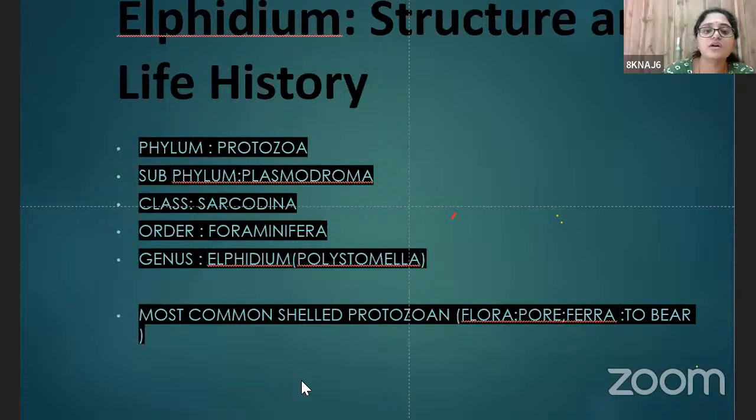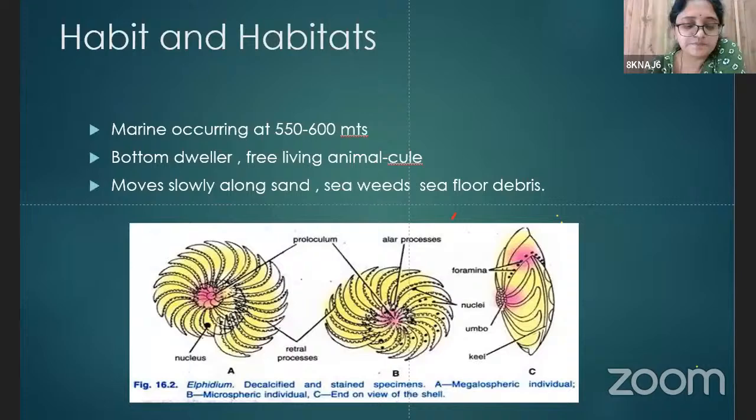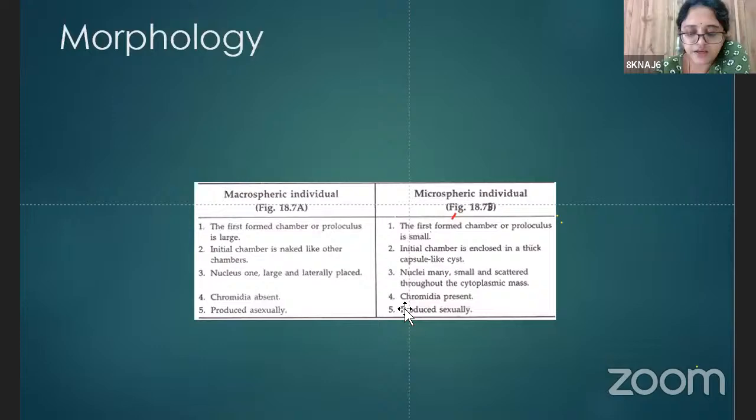It belongs to the order Foraminifera, wherein foram means pores and fer means to bear. Their shells are perforated by minute pores. As for habit, it is a marine organism occurring up to a depth of around 550 to 600 meters. It is also found in brackish waters and it is a free living organism. It moves along the sands, seaweed and debris on the seafloor. It is a minute organism, barely visible to the naked eye, and under the microscope it appears like a miniature seashell.